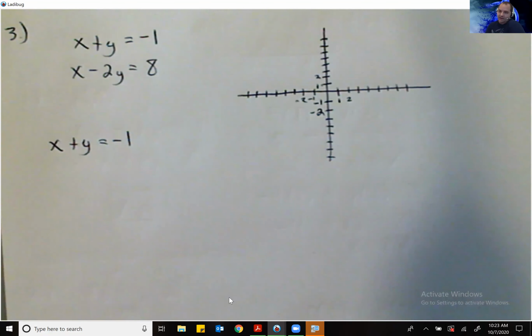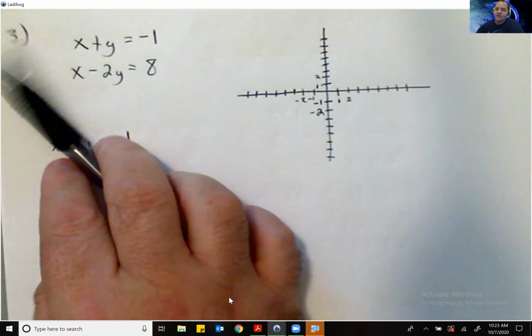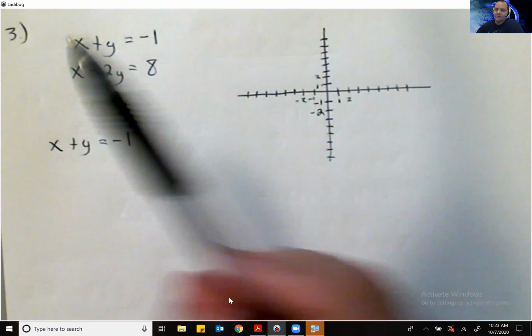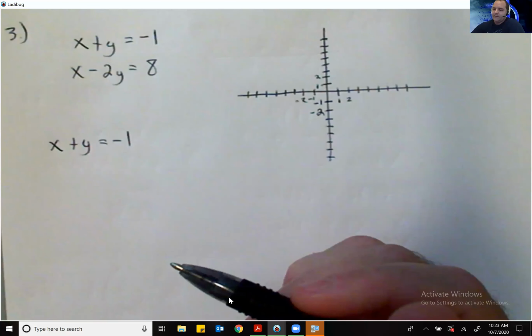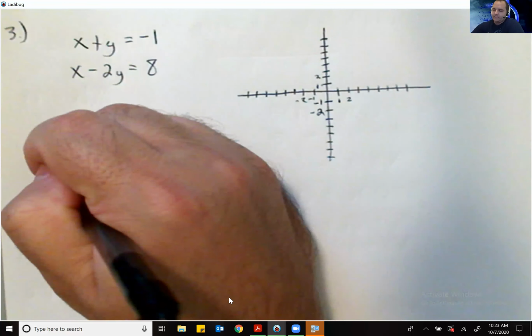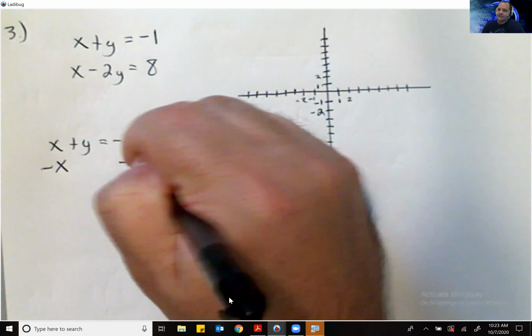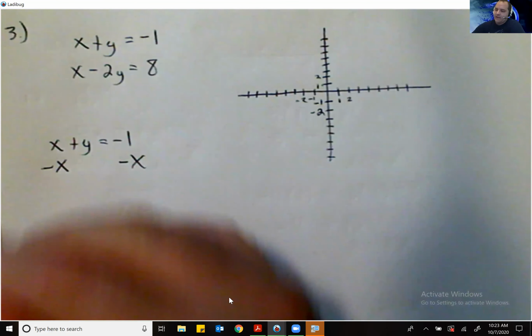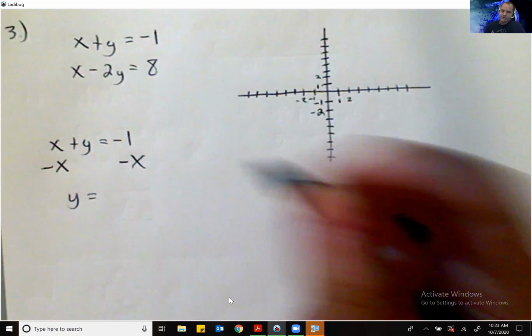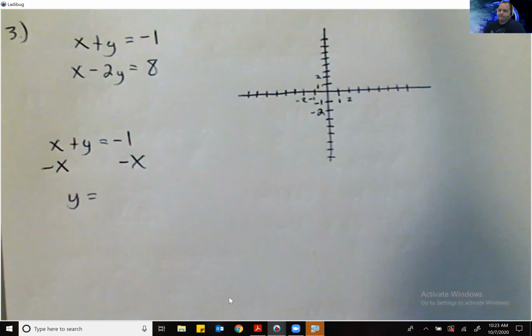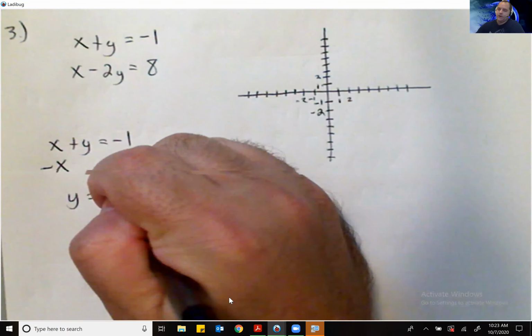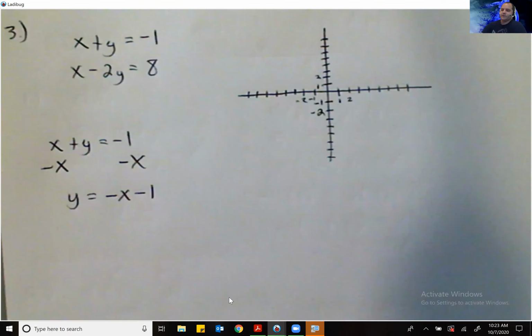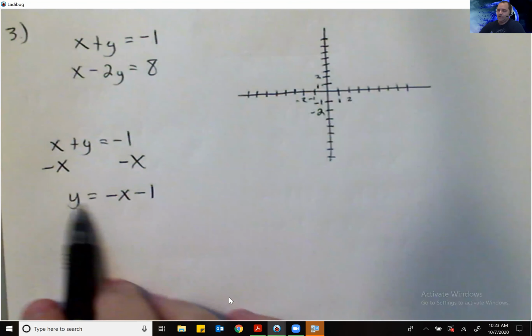But you can absolutely use the cover-up method to graph this. You don't need the graphing calculator, because both of these would be really easy to use the cover-up method on and graph the two intercepts. But in order to use my calculator, we're going to subtract x from both sides, and we're going to have y equals what? -x minus 1. There you go. So that's going to go into y1.